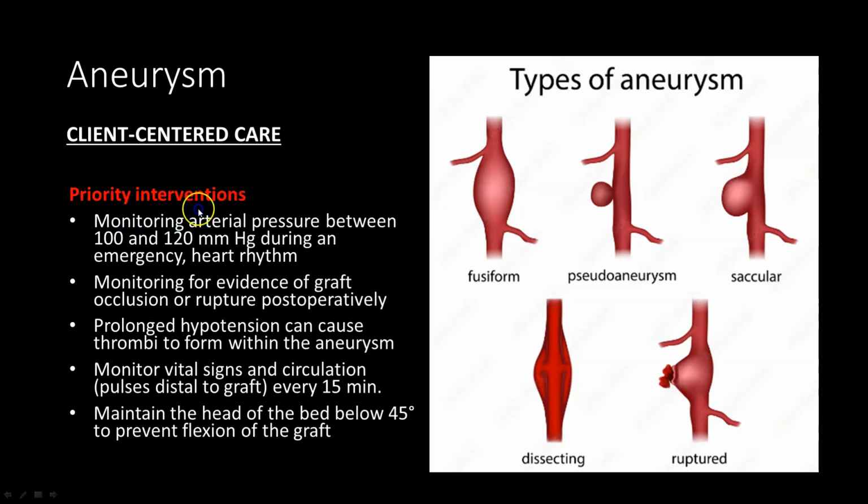So our priority interventions are to watch their blood pressure, make sure that we're monitoring for evidence of graft occlusion or rupture post-operatively. Again, we want to keep them at that 100 to 120 level, so we know prolonged hypertension needs to be assessed, but you're still going to make that decision based upon whatever the healthcare provider says for their mean arterial pressure. You're going to do frequent vital signs, frequent distal pulses. The only thing that really changes here is that you want to make sure that you are not putting pressure on that graft, so you want to maintain that head of the bed below 45 degrees.